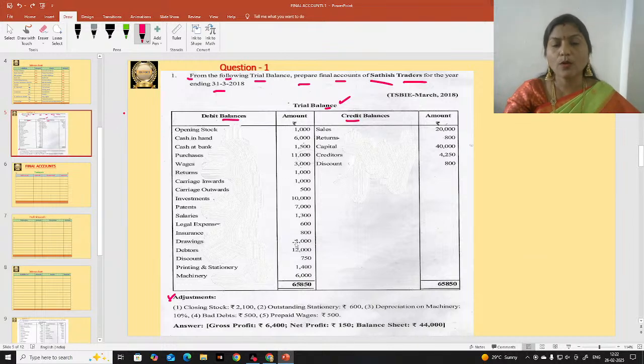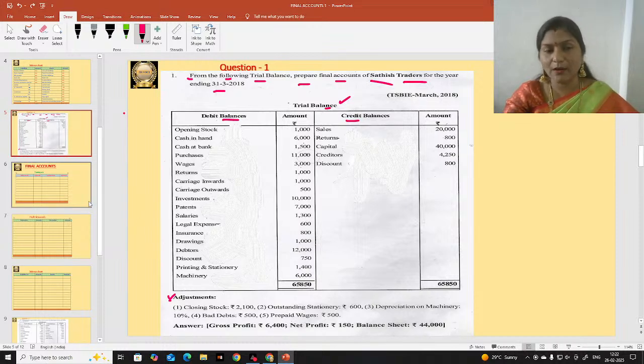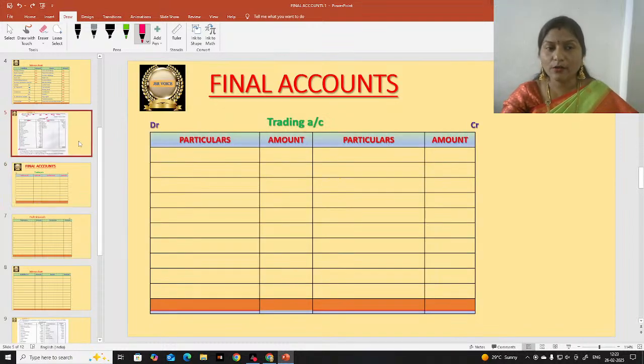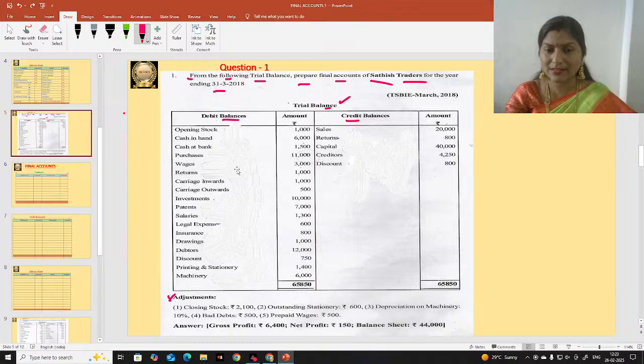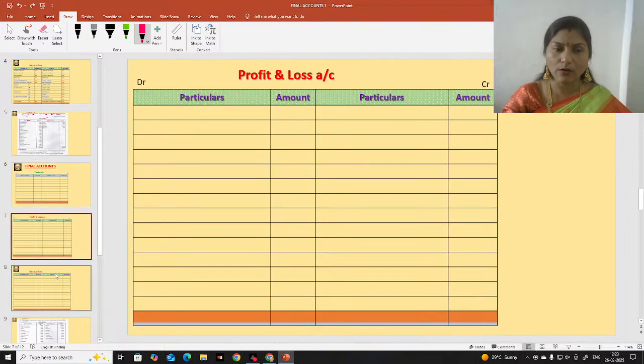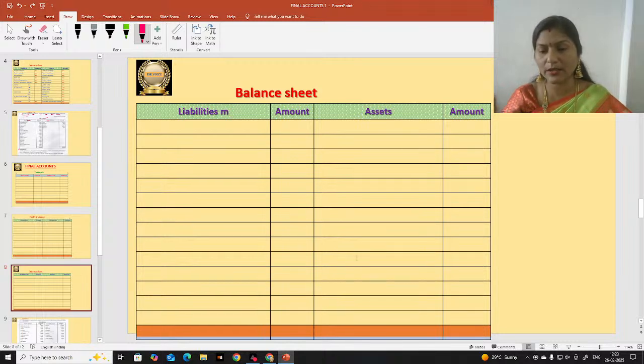Okay, so let us record all these one by one in our final accounts, and let us prepare the final accounts problem. Whenever you are going to prepare final accounts, first you should see the question once, then go to the solution and draw all the columns: trading account columns, profit and loss account columns, and balance sheet columns. You have to keep all this ready. Then you have to start with the trading account.